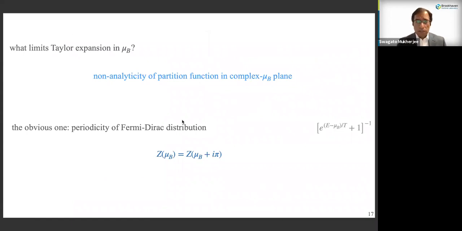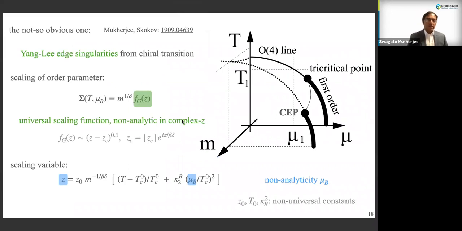So what else? There is a not so obvious one, and I have to spend some time to explain it. The not so obvious one that people have understood is the so-called Yang-Lee edge singularity, which comes from the chiral transition of QCD. So here's a sketch diagram of the QCD phase diagram in T and mu. This is the phase diagram that we are interested in.